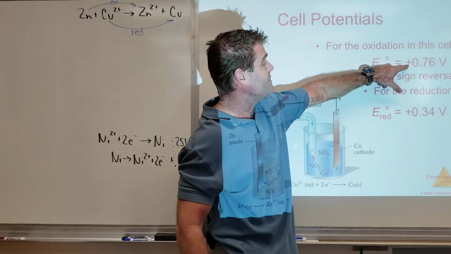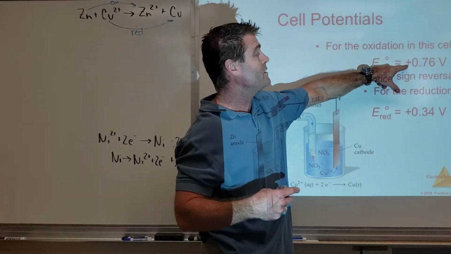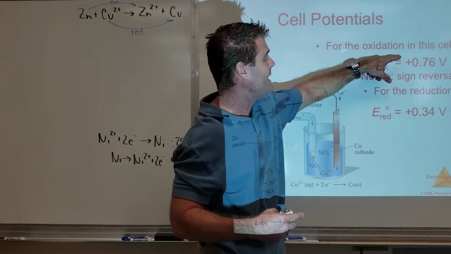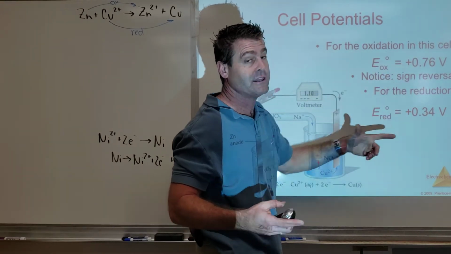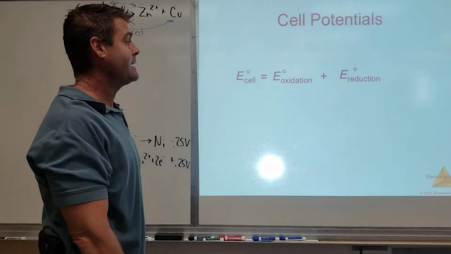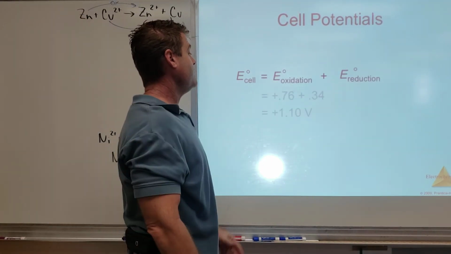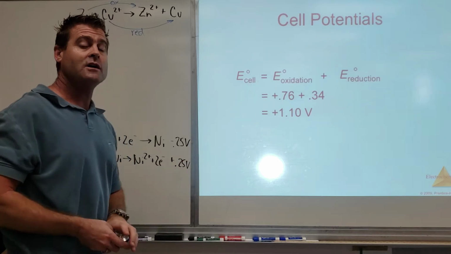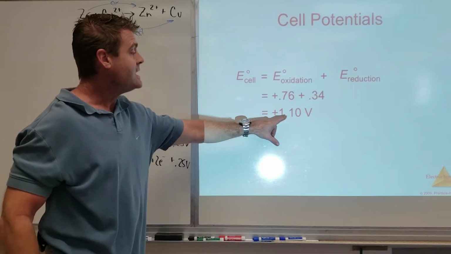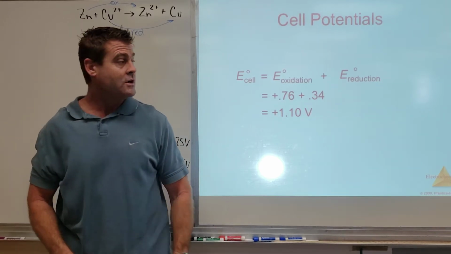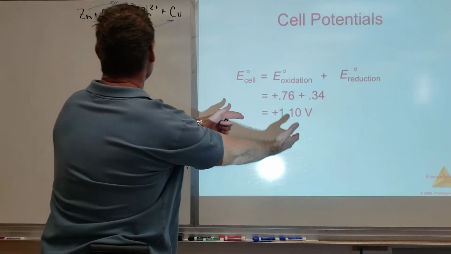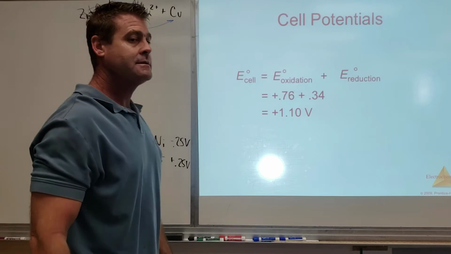I have a positive 0.76, which was the opposite of what we saw in the reduction potential because the zinc was being oxidized. And now this is the reduction potential. You remember what you do to get the overall cell potential? You simply add them together. So what is the cell potential of our voltaic cell? It's 1.10 volts. That would be the voltage you would get based on using these materials.